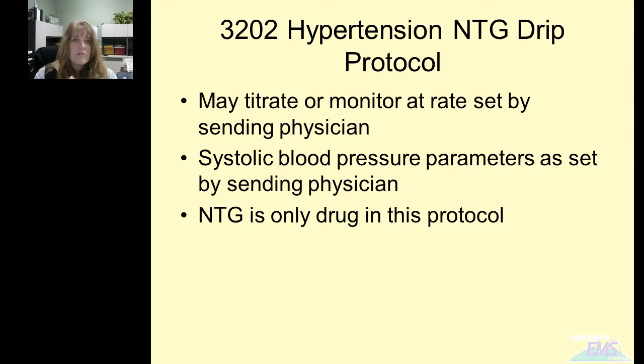A lot of times the physicians will tell you, it's okay for it to be less than 90 as long as it's not below 60, for example. But you want to make sure that the sending physician is the one that sets those parameters for the blood pressure for you. That way you can titrate and maintain based on that amount. And remember, we're doing it in 5 mic per minute increments. And again, nitro is the only drug that's being utilized in the hypertension protocol for 3202.